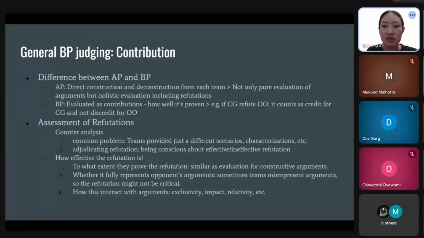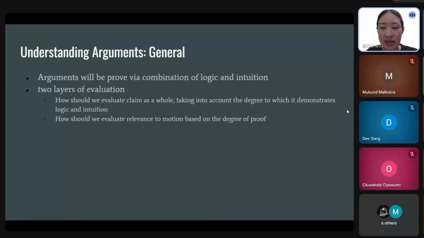And I think this is in general how we see BP judging. It's a bit of a basic thing. Then the main thing is understanding arguments, because a common struggle as a judge is that it is difficult to fairly judge to what extent arguments are proven. These are the things that people often struggle with.